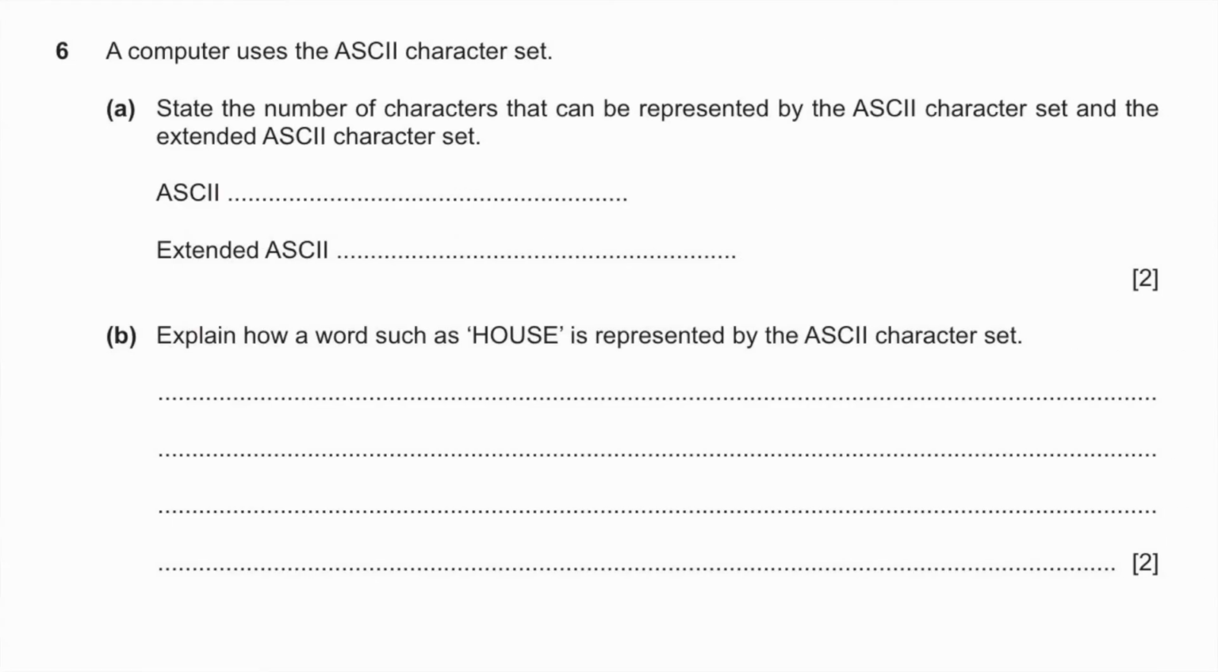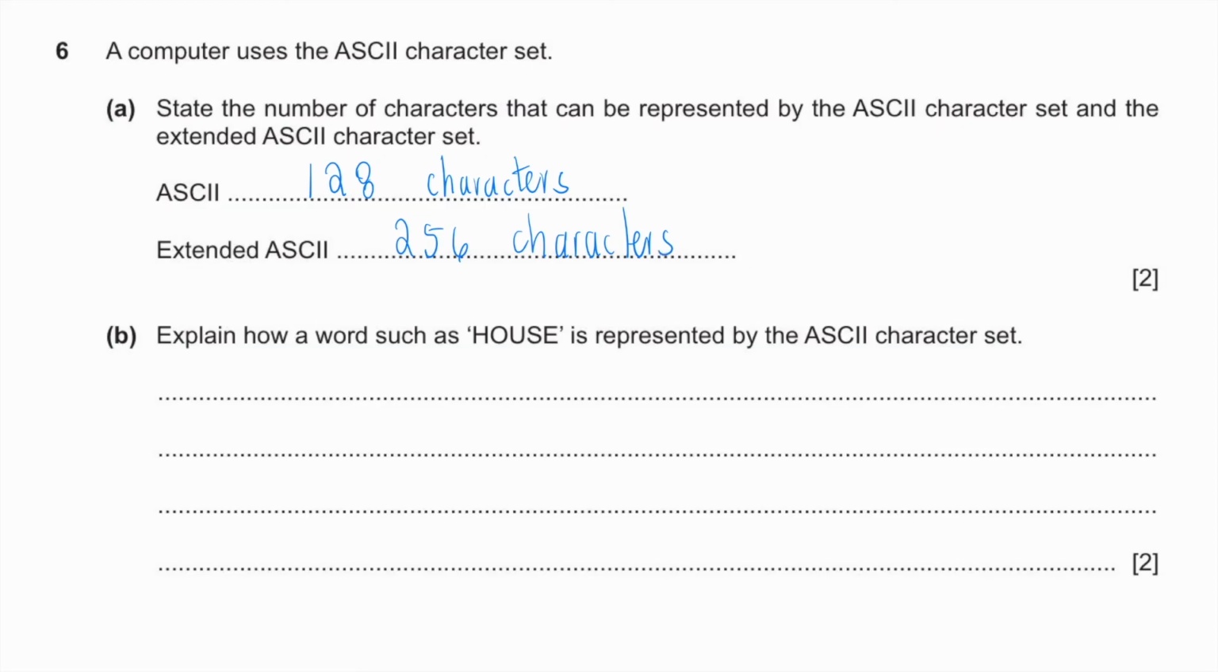So now let's take a look at a problem based on what we just learned about. State the number of characters that can be represented by the ASCII character set and the extended ASCII character set. So ASCII is just going to be, we can represent 128 characters. That's standard ASCII. Now we haven't talked about extended ASCII, but basically it gives us an extra bit and means we can represent 256 characters. That's really the only difference between the two.